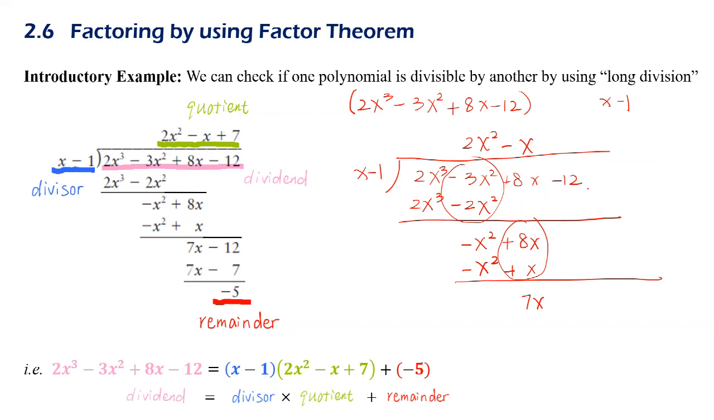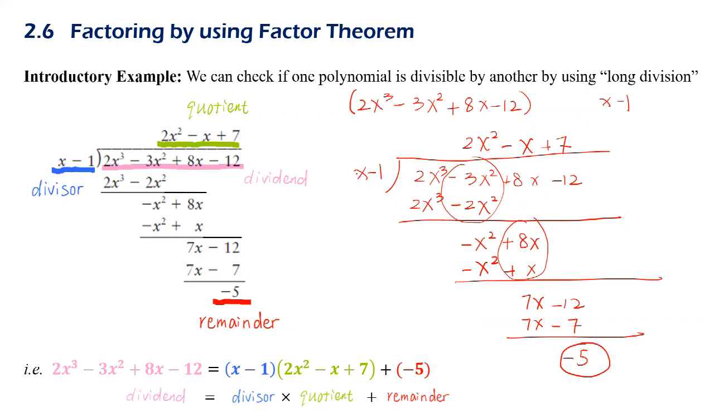Then with 7x, we drag the minus 12 down here, and then try to land a 7 in order to cancel them. And 7 times minus 1 is minus 7. And then minus 12 subtracted by minus 7 is minus 5, right? So the remainder is minus 5.